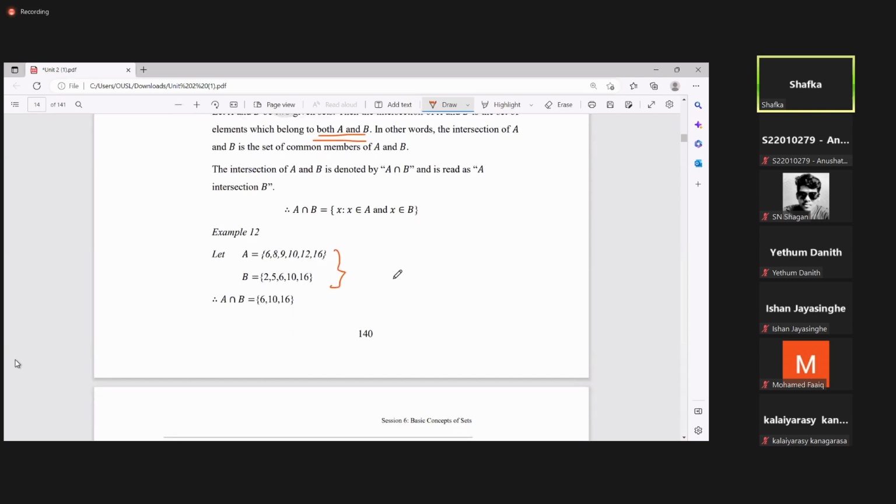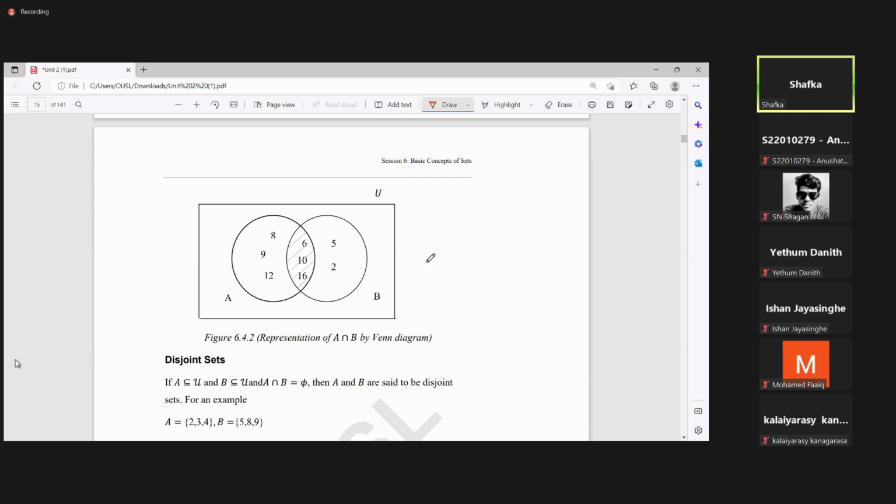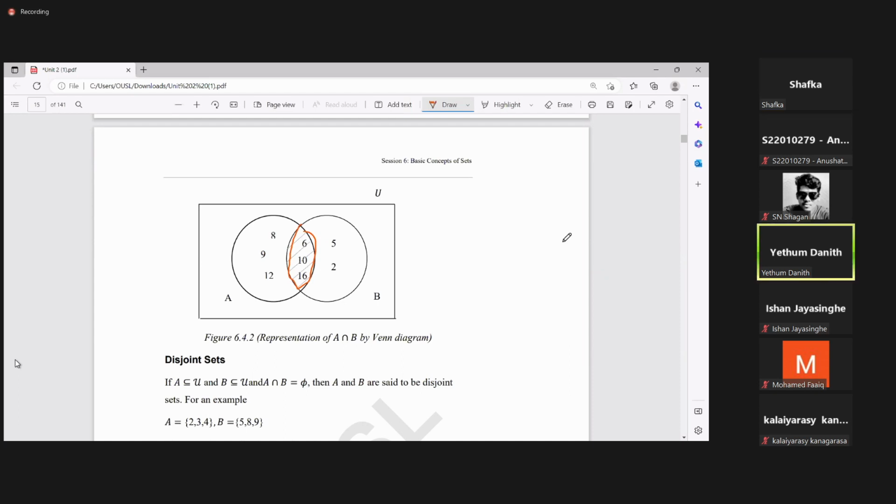If you consider these two examples, A is 6, 8, 9, 10, 12, 16, and B is 2, 5, 6, 10, 16. The intersection is the common elements 6, 10, and 16. Okay? To represent it in a Venn diagram, the common region represents the intersection of A and B. Is that clear? Yes, ma'am. Yes.